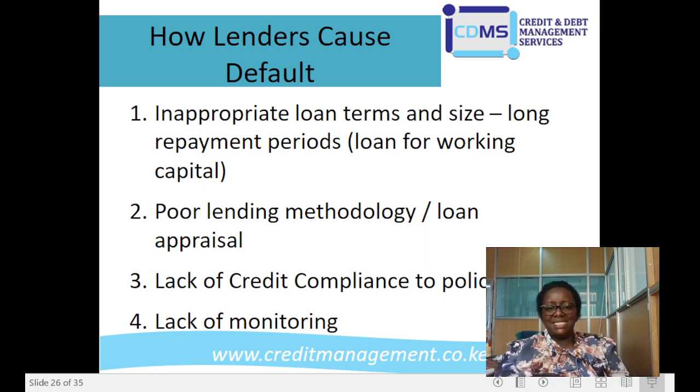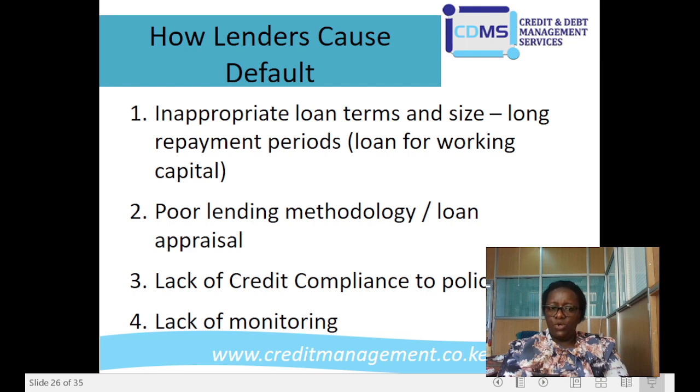We actually say, yes, the lenders themselves also cause things not to happen the right way. And one of it is having inappropriate loan terms or credit terms and size. So we are saying long repayment periods. You find that you have given a client a credit facility or even a loan, telling them they can pay you maybe after 120 days, after 90 days for goods and services. Maybe for a loan, you also give a long period of time. But we are saying this may also cause default by a customer.